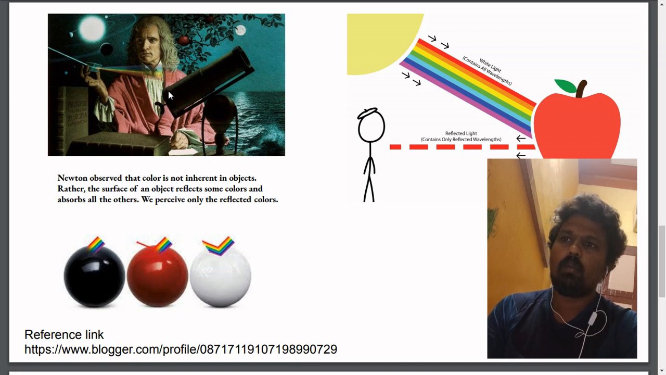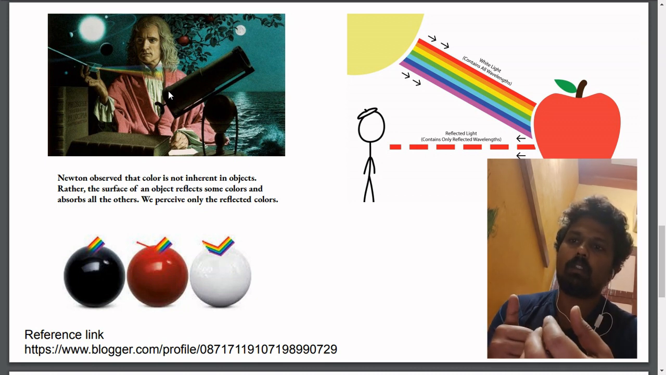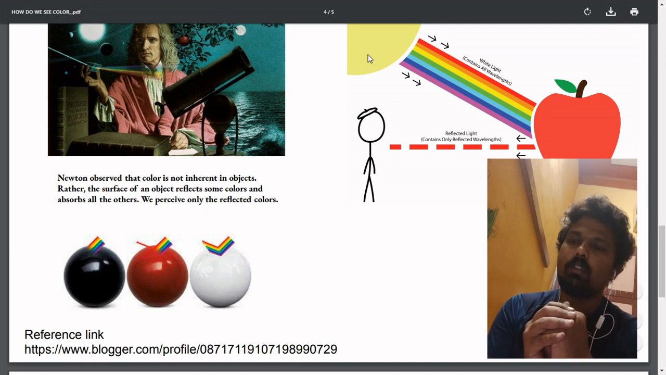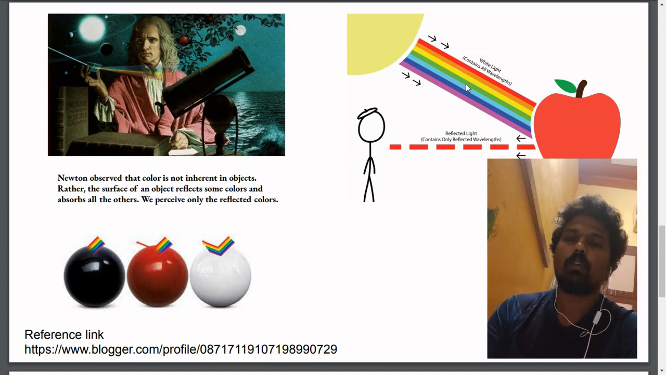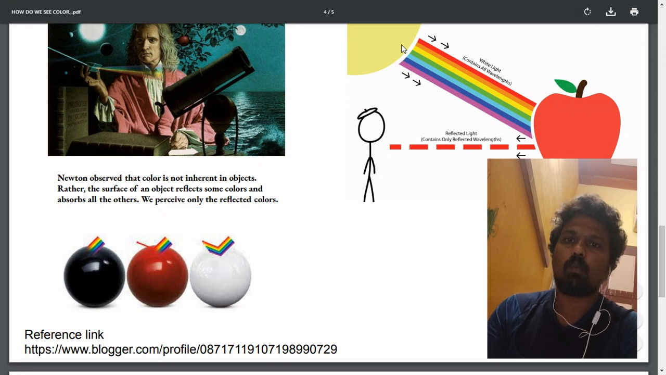Newton observed that color is not inherent in an object. Rather, the surface of an object reflects some colors and absorbs all others. Say for example we have a light source, a white light source. White is the color which is the amalgamation of all the 7 colors: red, yellow, green, blue, violet, indigo and the rest. All the 7 colors mixed together, you recognize as white.